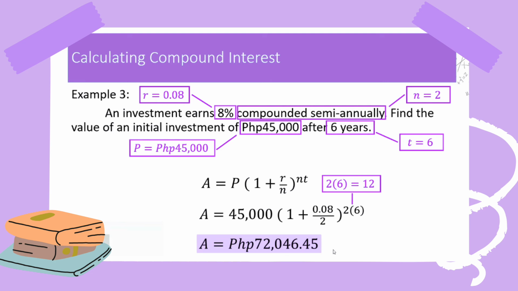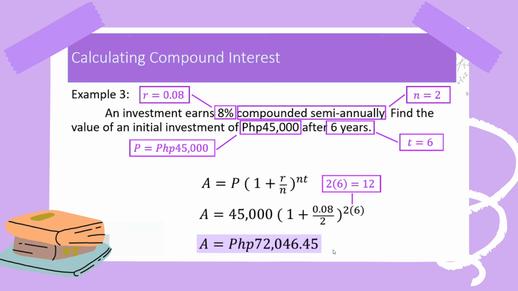Kinuha natin ang 12 kasi 2 times 6 is equals to 12. Meaning, may 12 compounding periods in total. 1 plus 0.04 is equals to 1.04. So we now have A is equals to 45,000 times 1.04 raised to 12. Now, let's compute 1.04 raised to 12, which is around 1.600921.